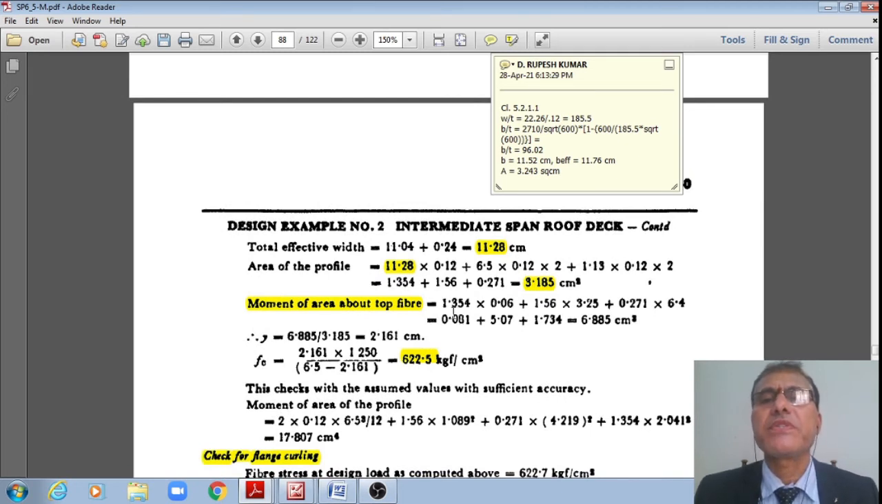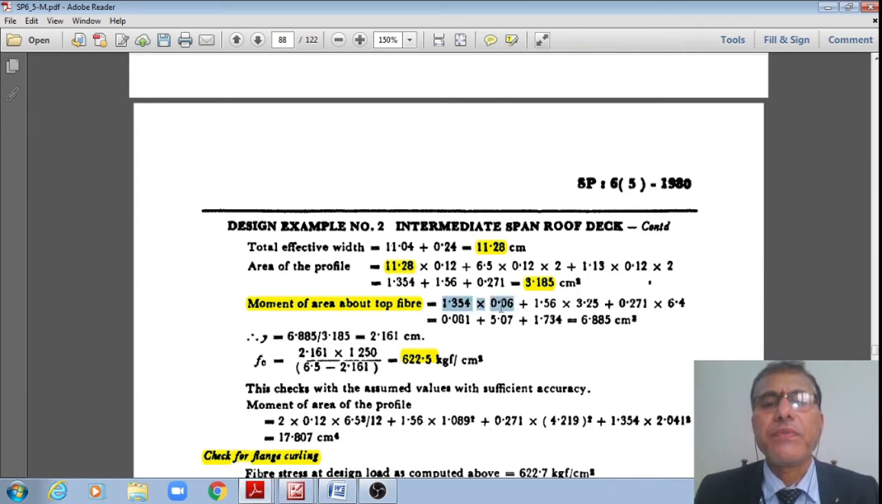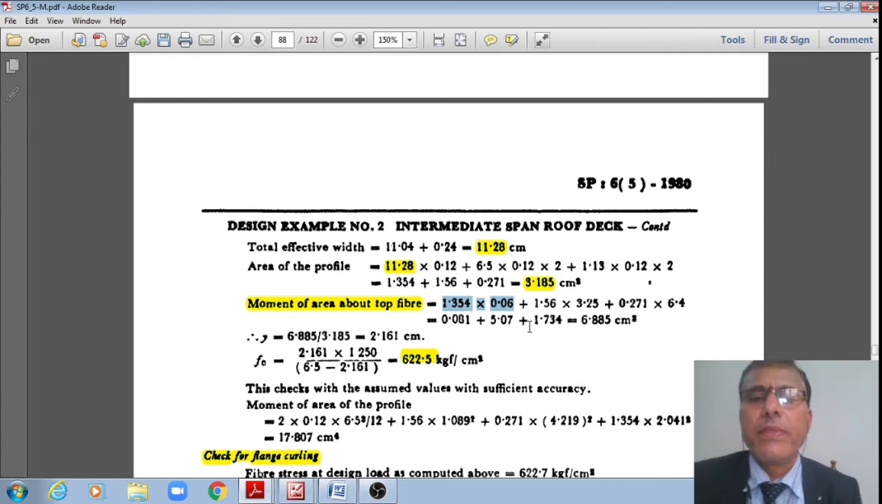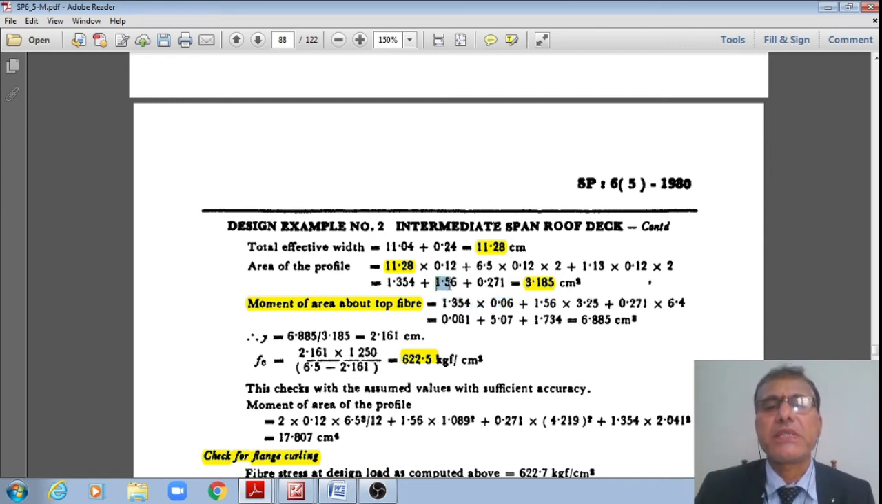Therefore, the moment of area about the top fiber, right? That of this first one is say 1.354 multiplied with first moment arm equal to 0.06, and that of these webs, 1.56, is equal to 3.25, plus that of the two curves 0.271, which are located at a distance of the CG 6.4.